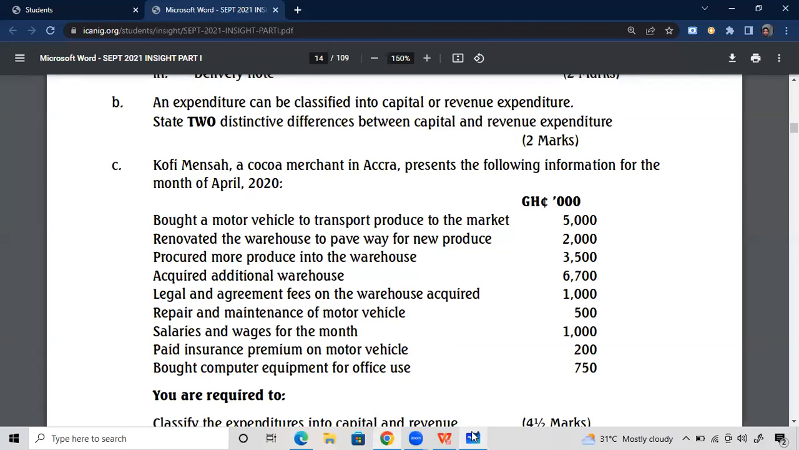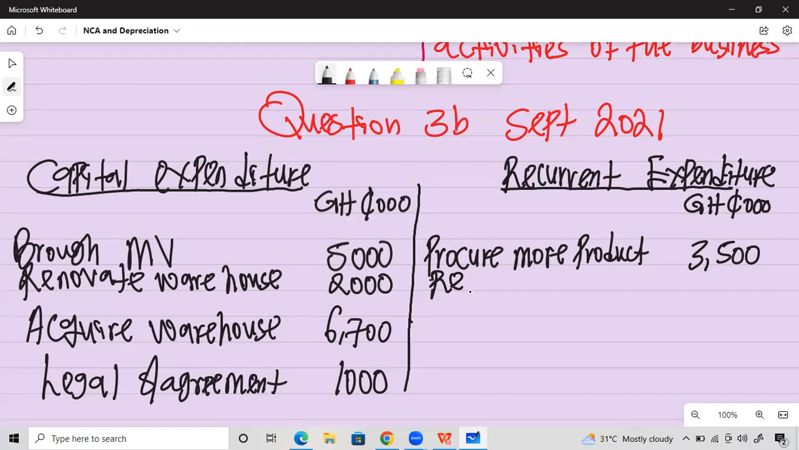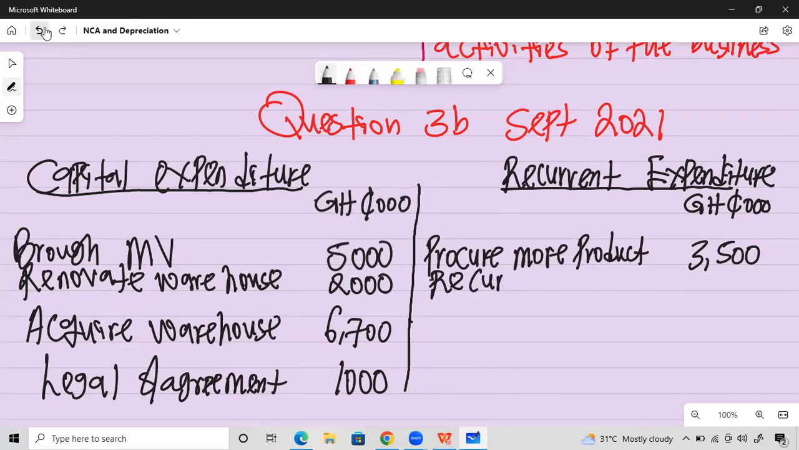The next one, repairs and maintenance. Repairs and maintenance will form where? Let me hear from us. Repairs and maintenance, is it capital or a recurrent? Anybody, please? Thank you very much. It's a recurrent expenditure.